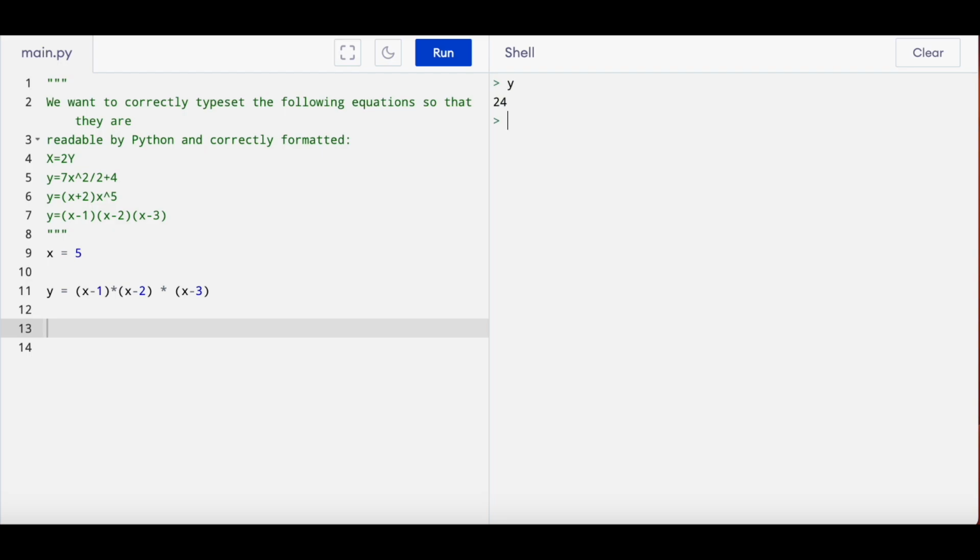So if you are ever given an equation that you need to put into Python, you do need to make sure that you know the order of operations: parentheses, exponents, multiplication and division, addition and subtraction.